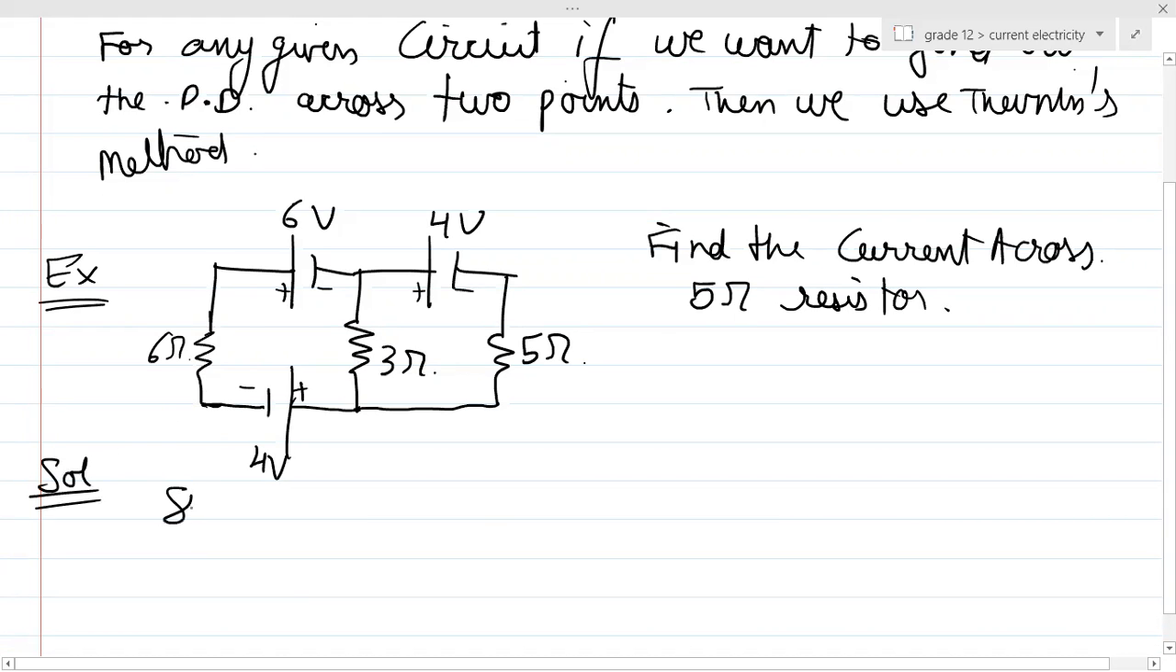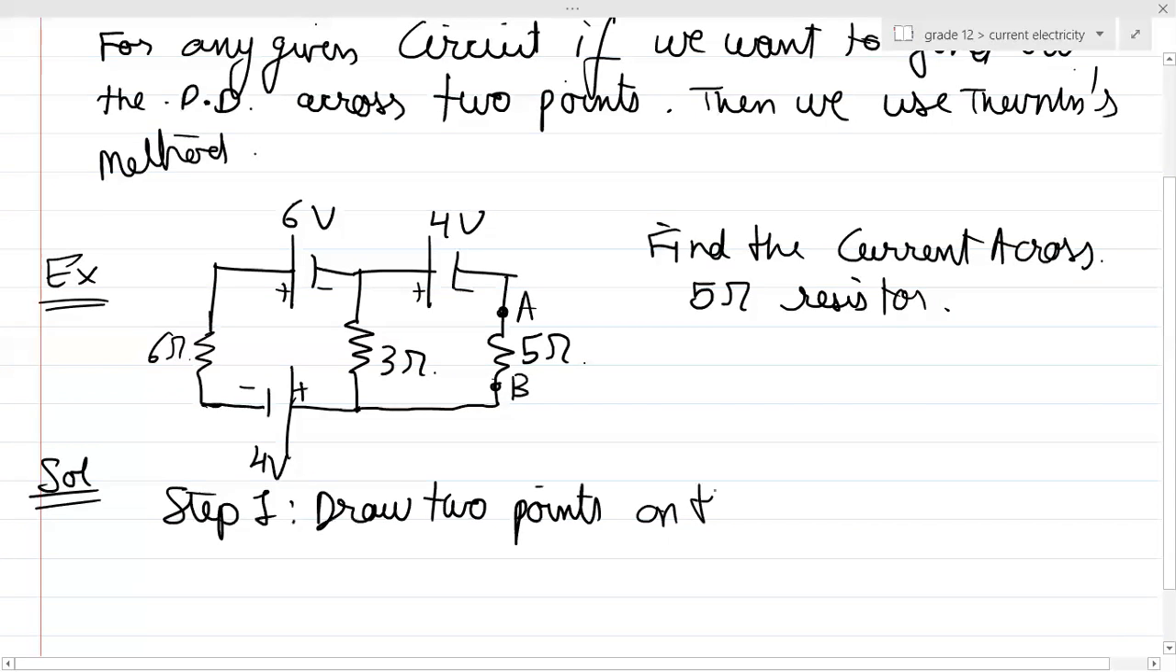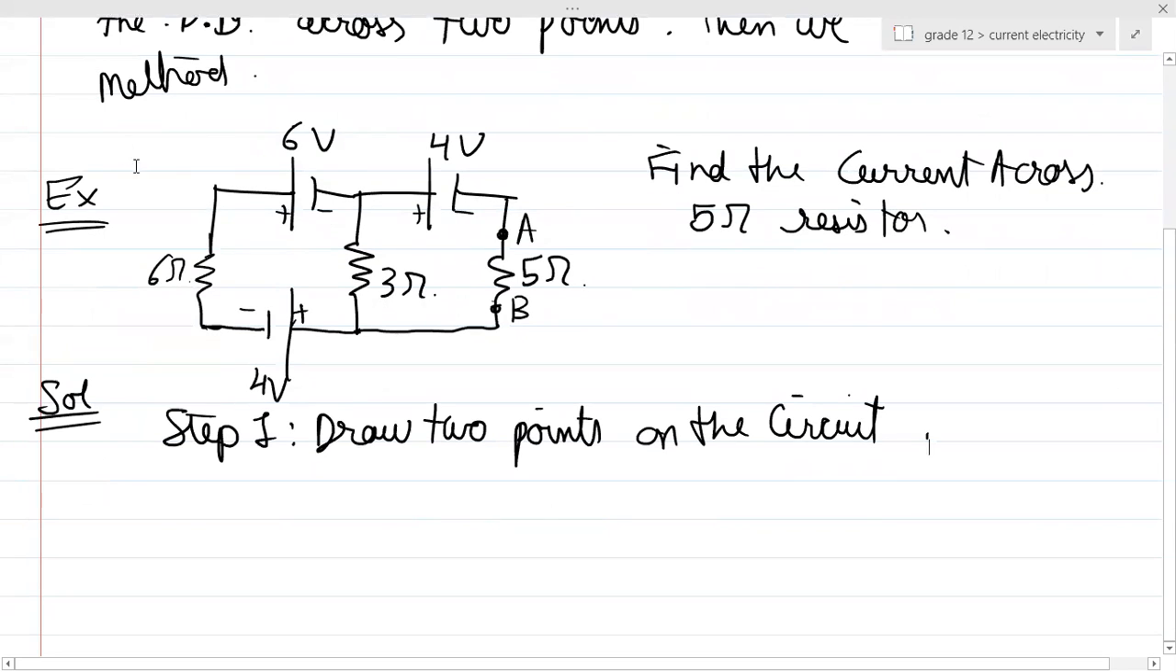So see, first step, where do you need to find the current? You want to find out the current across the 5 ohm, right? So across the 5 ohm you'll draw 2 points. Can you see I have drawn these 2 points A and B? So draw 2 points on the circuit according to the question, right? Those 2 points were A and B.